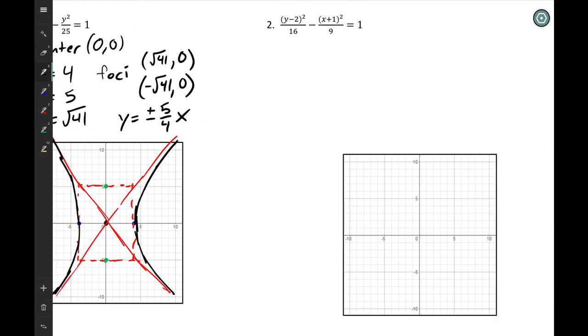First things first, a squared equals 16, b squared equals 9. Just go in order, don't worry about anything else. And then we need c. 16 plus 9 is 25, so that means c is 5.